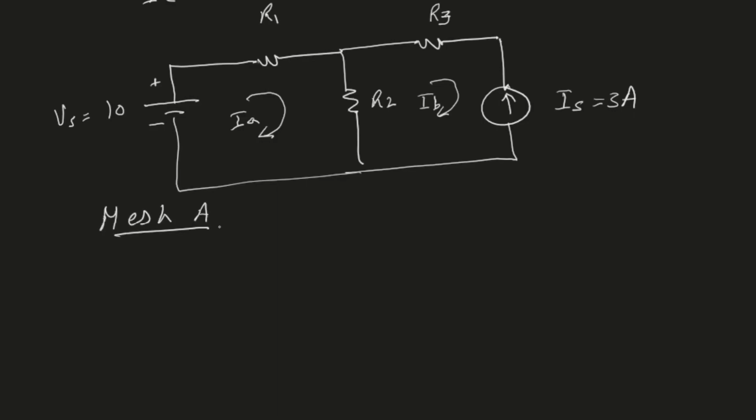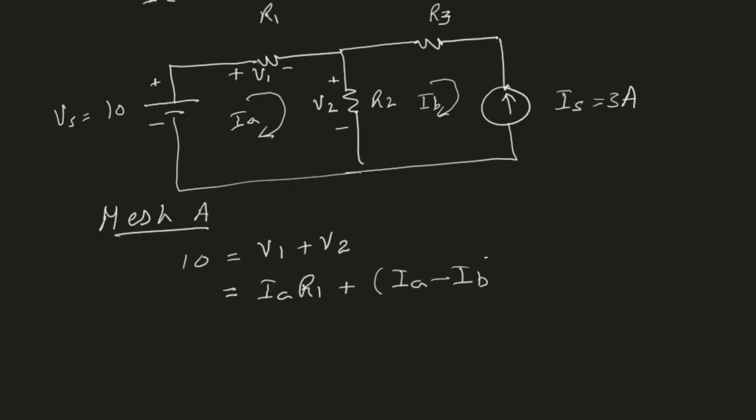From mesh A, when we apply KVL, we will assign the voltage polarities like this, and I will have the voltage rise equal to the voltage drop. So I will have 10 equals V1 plus V2. This is V1, this is V2. And V1 is simply IA times R1, and V2 is (IA minus IB) times R2. So we got this equation, and we can simplify it, and that's fine.